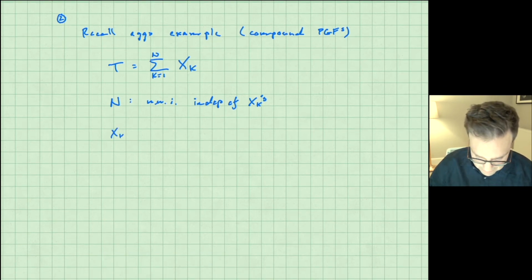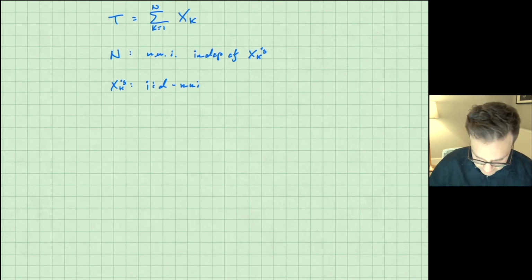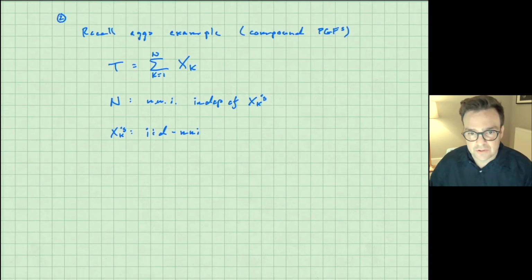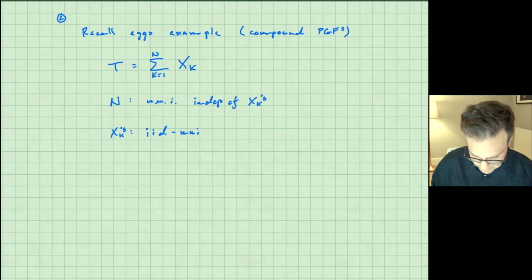The Xk's were identically independently distributed non-negative integer valued random variables, and we have that here as well. And the result, for this particular construction, was that the probability generating function for T, the total, with argument s, was given by this compound thing. It was the probability generating function for n on the outside, and the argument was the probability generating function for x.